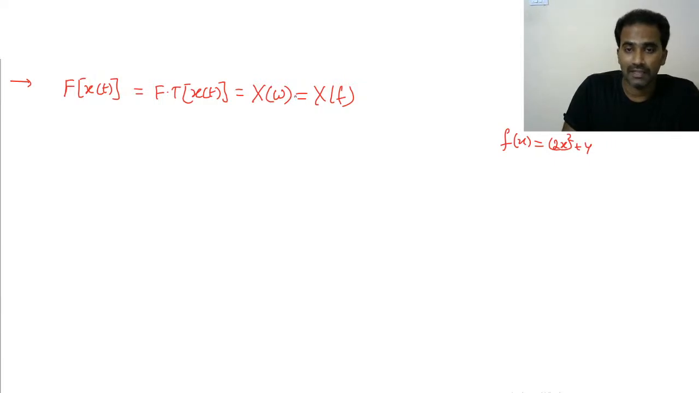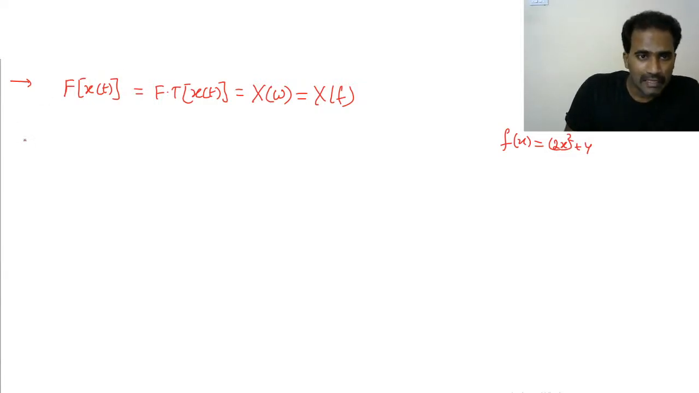But there is no rule that the options should be given only in terms of omega. What we remember, generally we remember in terms of omega, but in the options you might see options in terms of f also. If you see that, whatever answer you get in terms of omega, replace omega with 2 pi f, and you will get the answer in terms of f. Simple conversion. As we go through multiple problems, I'll tell you how to convert the Fourier transform from omega to f or f to omega.